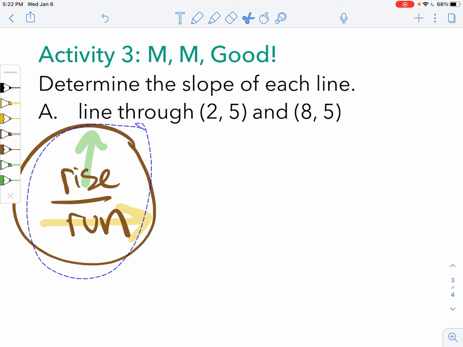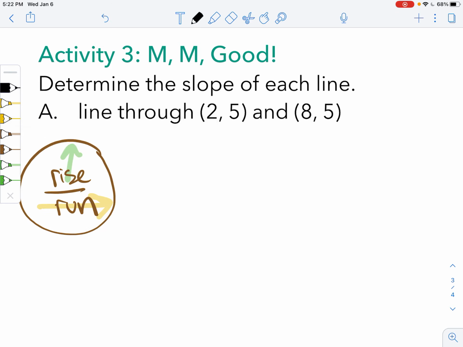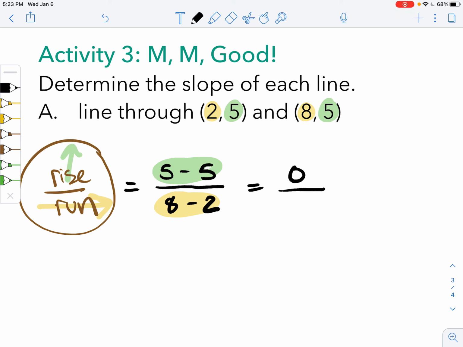All right, let's bring it down again. We need our rise over our run. Remember, our rise is our change in y's. So our rise here is going to be 5 minus 5. And then our run is our change in x's, giving us 8 minus 2. So we always want to find the difference between our x's and our y's. 5 minus 5, that's really nice. That's 0. 8 minus 2 is 6, but it doesn't really matter because that is just 0.